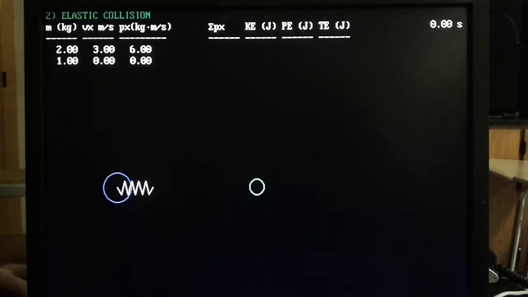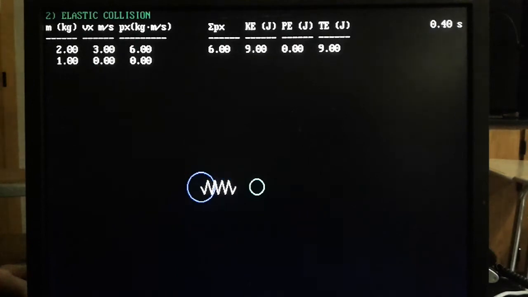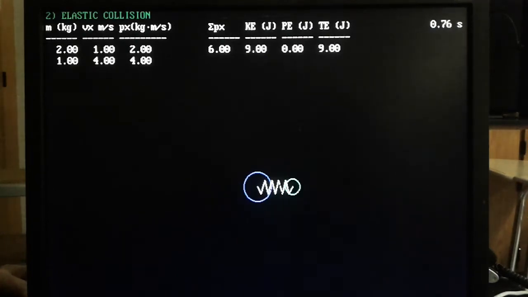Try this one. Does the momentum before equal the momentum after? The masses are not the same, so this problem's a little harder.